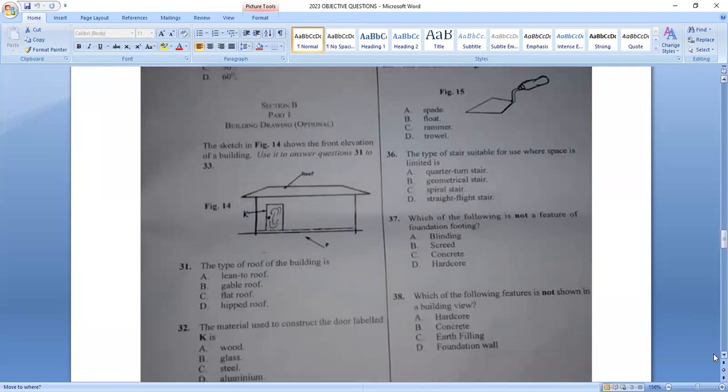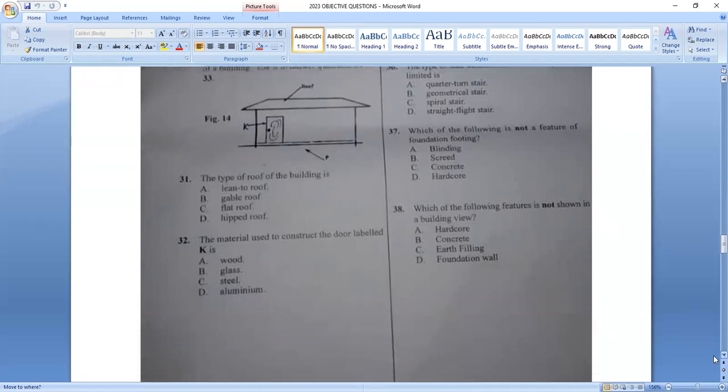Question 31 and question 33, we have to use this particular diagram to answer those three questions. So question 31, the type of roof of the building is a gable roof. So gable roof with hip end, but I'll just use gable roof here. That's the answer to the question.